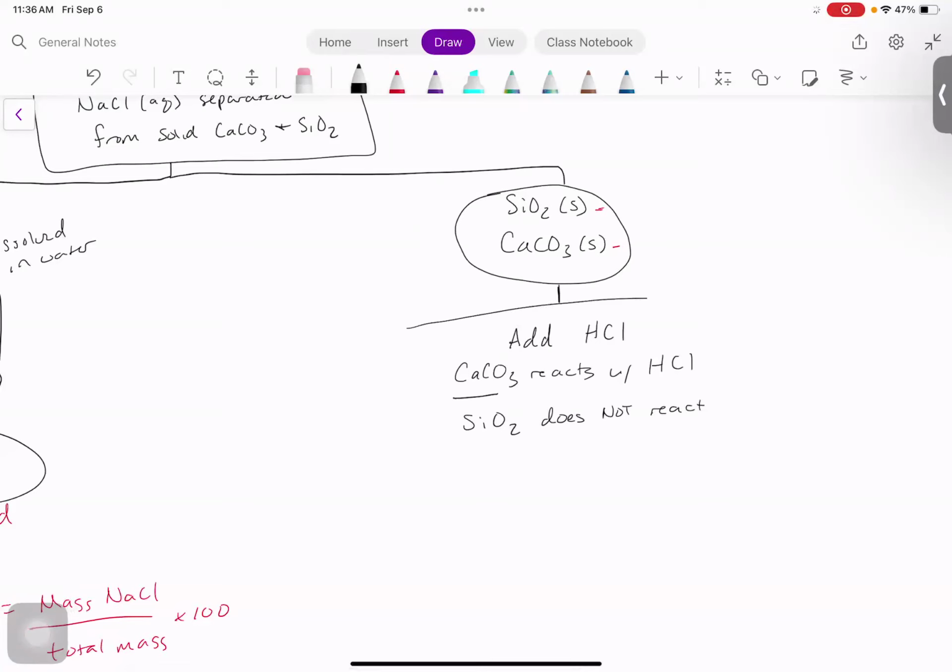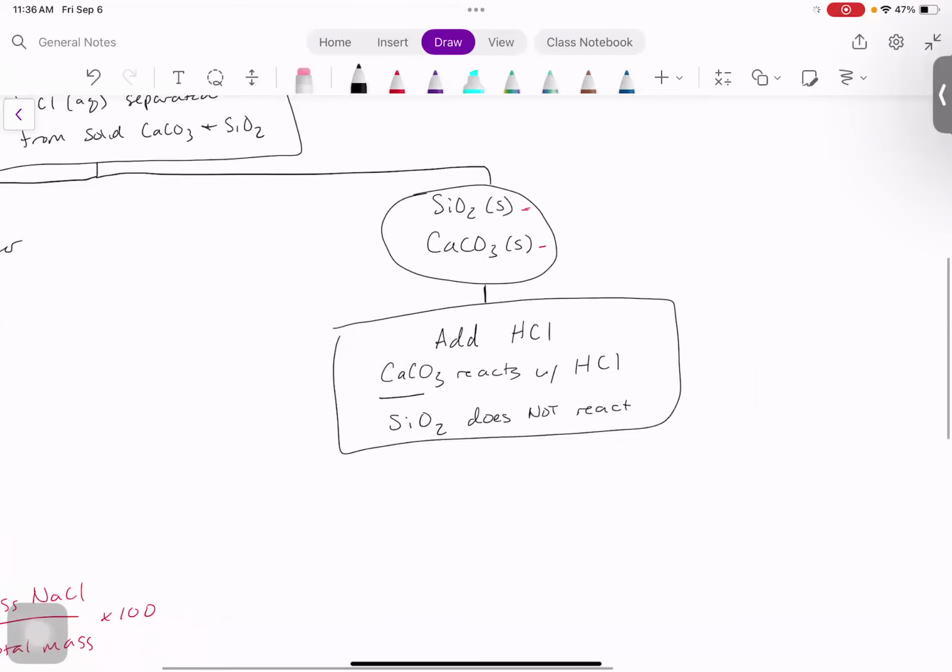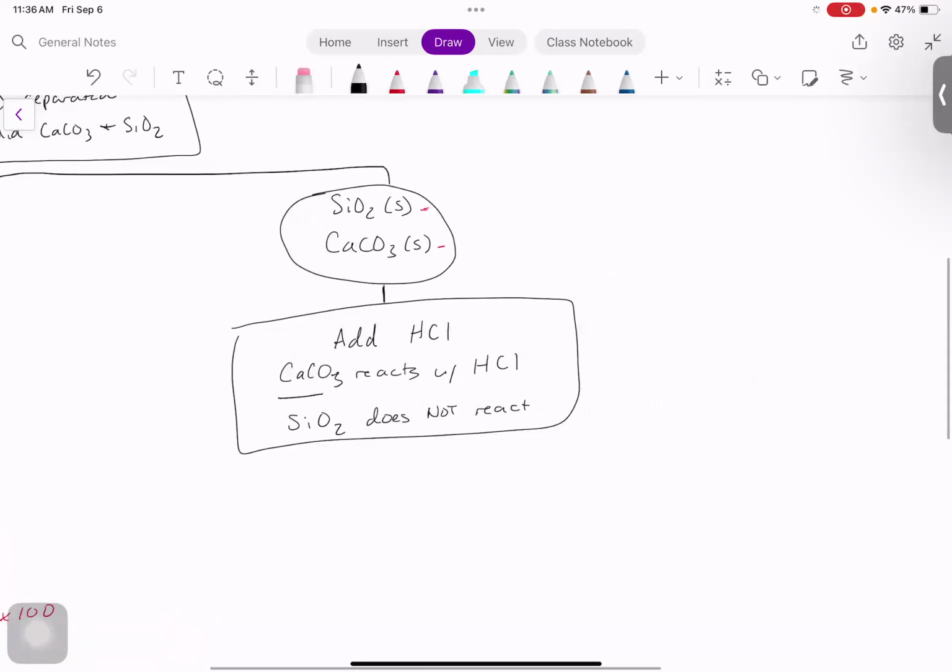That's important information. We add HCl and the calcium carbonate reacts with HCl. The silicon dioxide does not react. And what we want to be able to understand is what this chemical reaction looks like. At this point in your chemistry classes, you probably haven't gotten to this type of chemical reaction just yet, but that's where doing a little bit of Googling can be helpful.